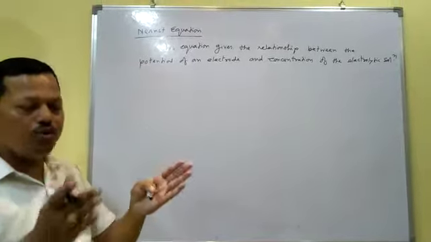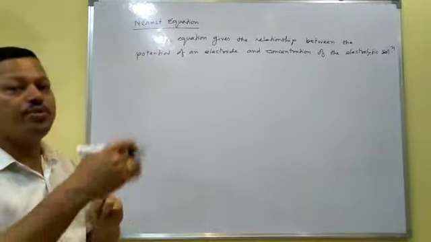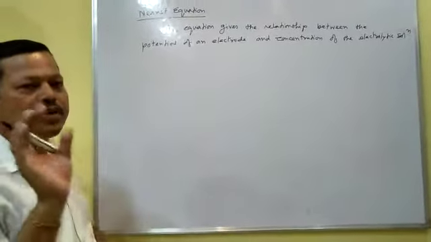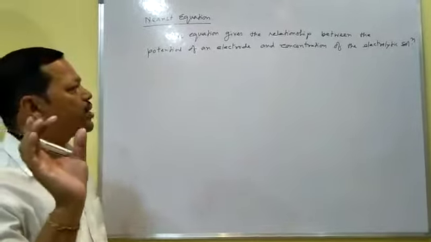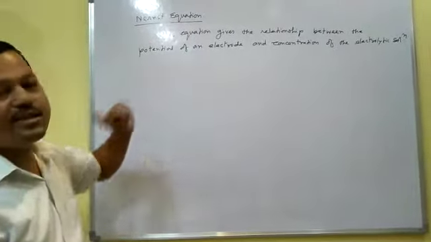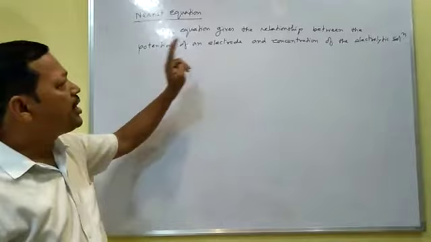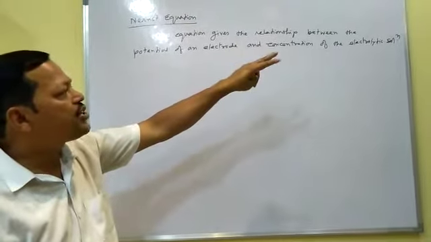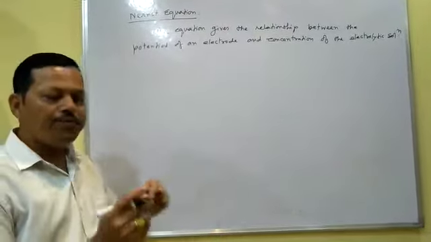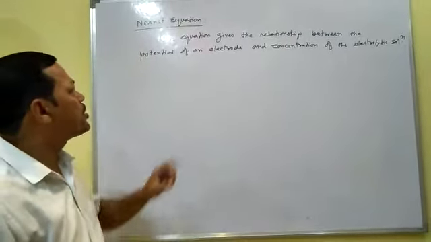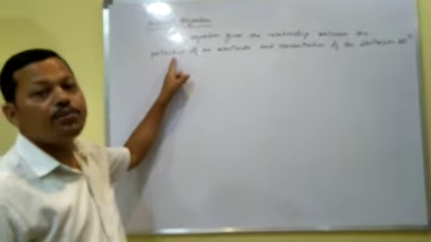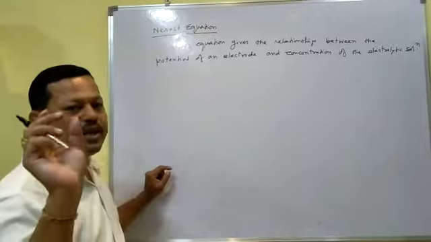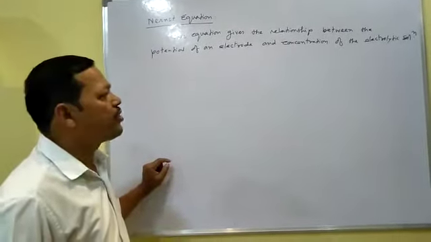First we will do it for an electrode. After that we will do it for the cell, because you know a cell contains two electrodes. So first we will see how to determine the potential of an electrode. Actually, what is this equation? The Nernst equation gives the relationship between the potential of an electrode and the concentration of the electrolytic solution. I mean, if you know the concentration of the electrolytic solution, then you can find out the potential of the electrode.